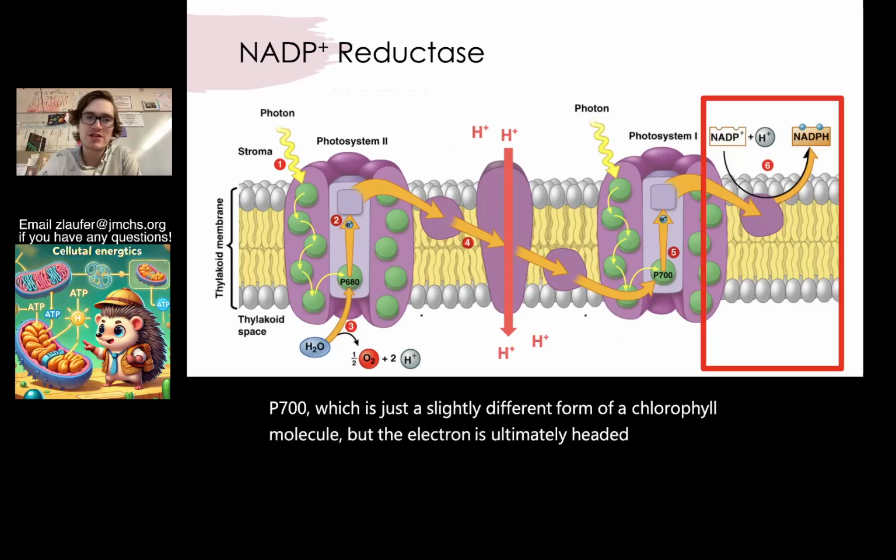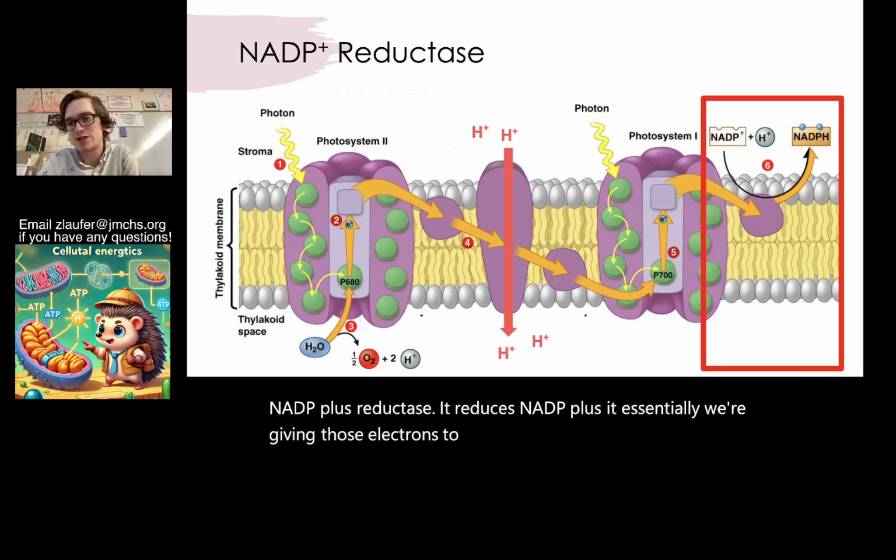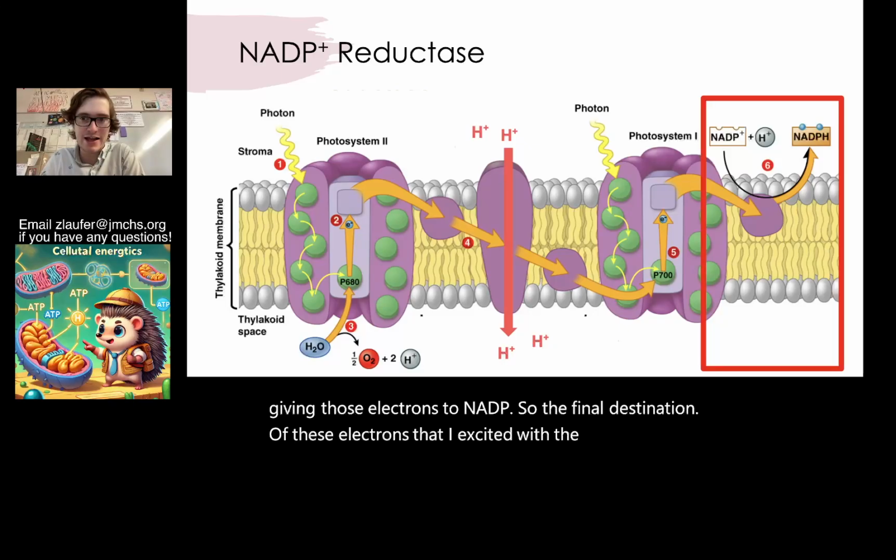It's the special protein. You don't need to know the name. It's called NADP plus reductase. It reduces NADP plus. We're giving those electrons to NADP. So the final destination of these electrons that I excited with the photons is that NADP molecule.